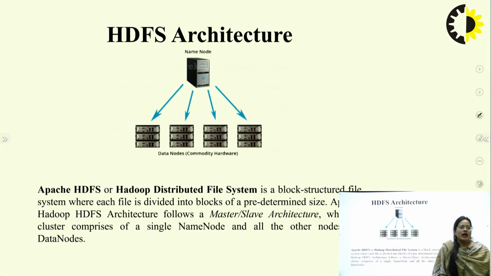Okay, now HDFS architecture. Apache Hadoop HDFS is a block structure file system where each file is divided into blocks of predefined size. These blocks are stored across a cluster of one or several machines. Apache Hadoop HDFS architecture follows a master-slave architecture where a cluster comprises a single name node, that is the master node, and all the other nodes are data nodes, that is slave nodes. HDFS can be deployed on a broad spectrum of machines that support Java.